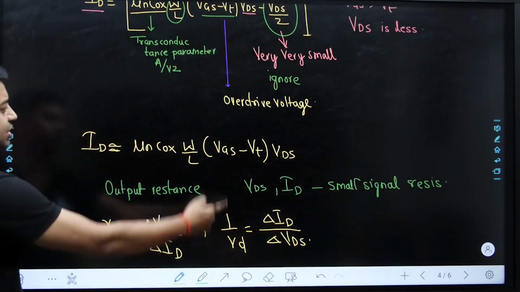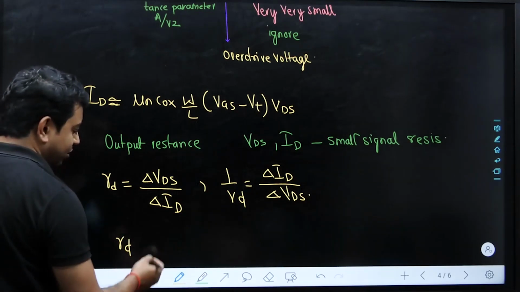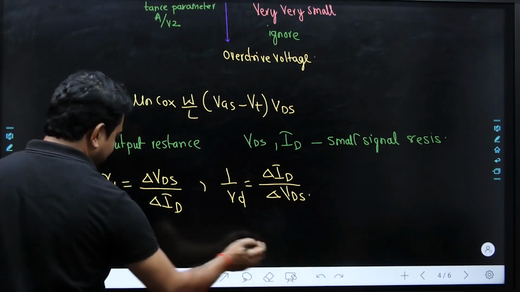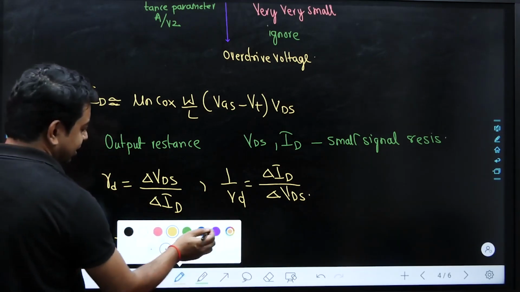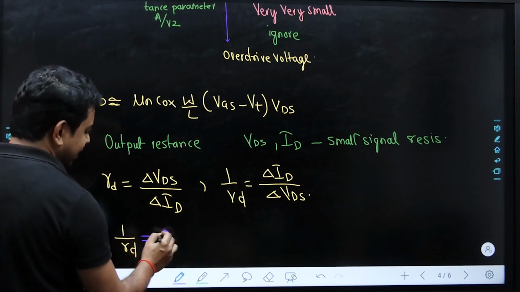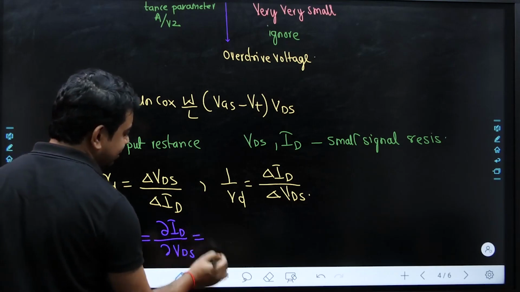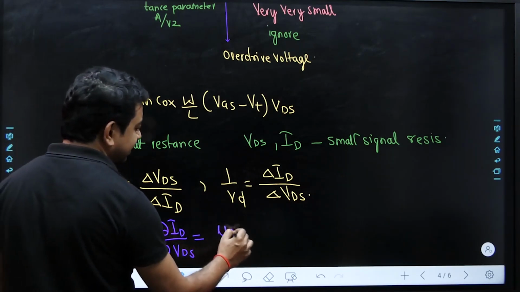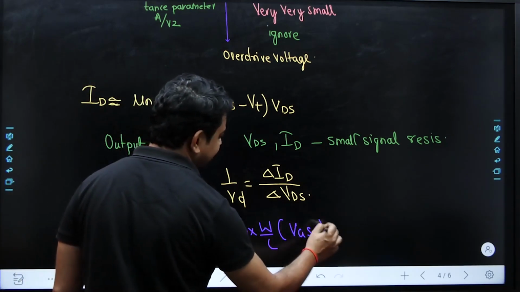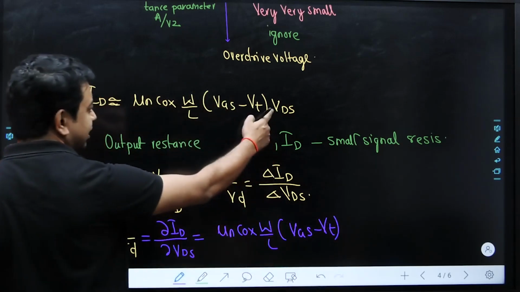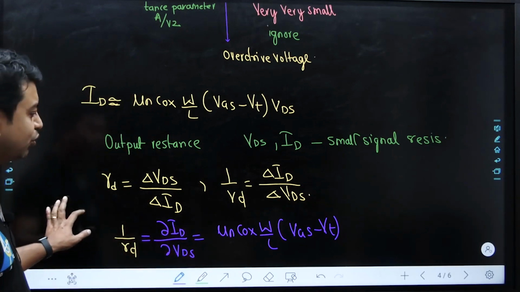So we have VDS on one axis and ID on the other. I just want to find out what RD is, or what 1 upon RD is. So we have to differentiate this ID with respect to VDS, the change in ID with respect to change in VDS. Then we can write this as mu n Cox W upon L. This is all constant, VGS is constant, threshold voltage is constant. Only the thing that is changing is VDS. If you differentiate with respect to VDS, then we have the following formula.